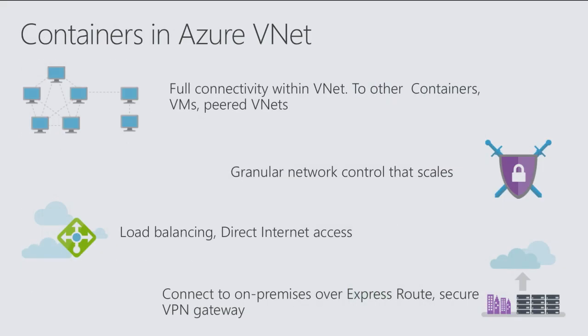So very quickly, some of the scenarios I wanted to highlight. Number one was full connectivity within a virtual network. You can talk to VMs in the same VNet, containers in the same VNet, and also to peered VNets, maybe containers in peered VNets. All of that would work. You will have full control of your network ACLs. If you're familiar with network security groups, which have been available in Azure for some time now, you could use network security groups to secure the access for containers. You can allow or deny to a specific container.